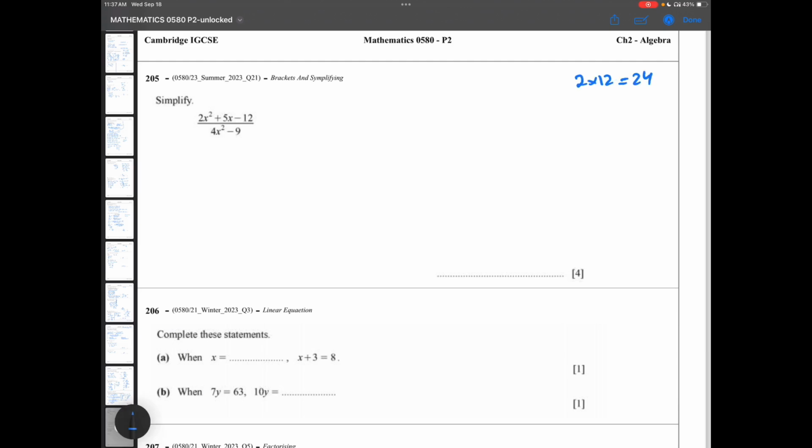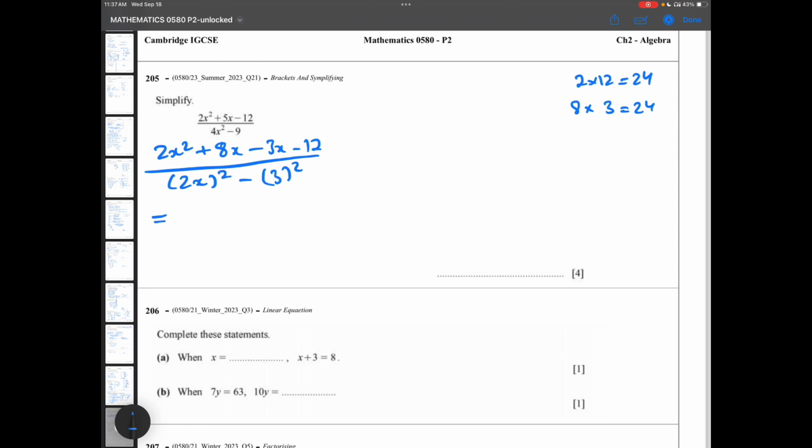Now I will make a factor pair of 24 in such a way that I get 5, and that's 8 into 3. It becomes 2x squared plus 8x minus 3x minus 12 upon 4x squared minus 9. The first term is 4x squared, which is the square of 2x, whole squared, and 9 is the square of 3.